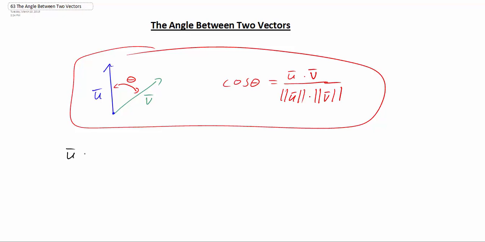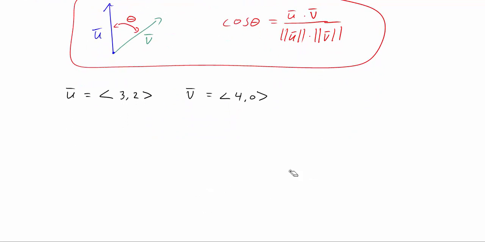If we have one vector here, which is 3, 2, and we have another vector, 4, 0. And we want to determine what is going to be the angle between these two particular vectors. Now, before we actually go to the formula, I want to sketch out what we're looking at. So we have u, which is over 3, and then up 2. So over 3, up 2. So that vector is going to be roughly right about here.